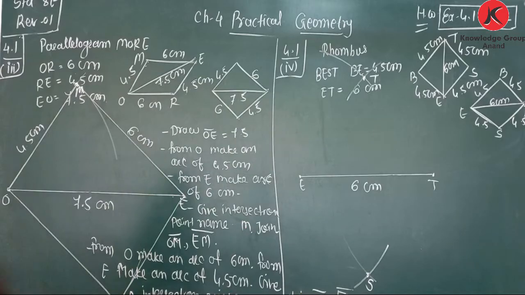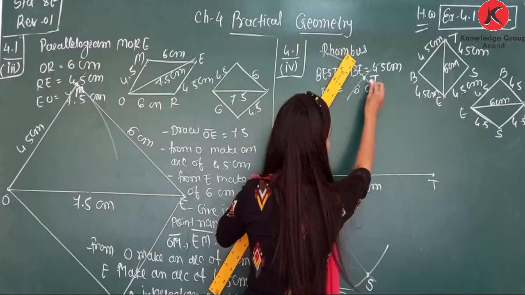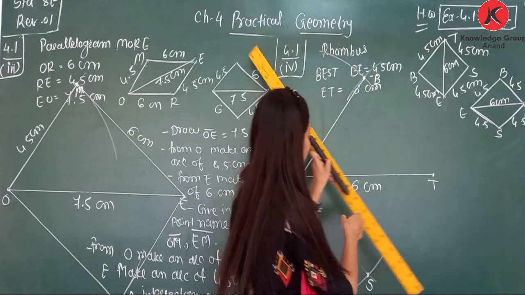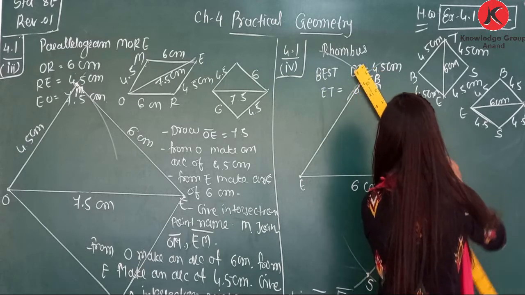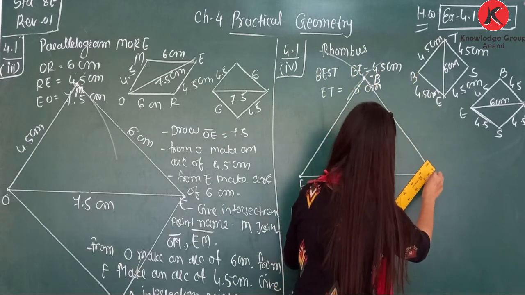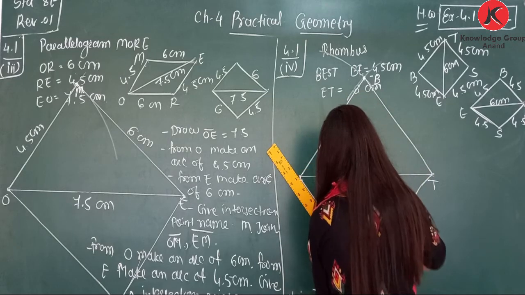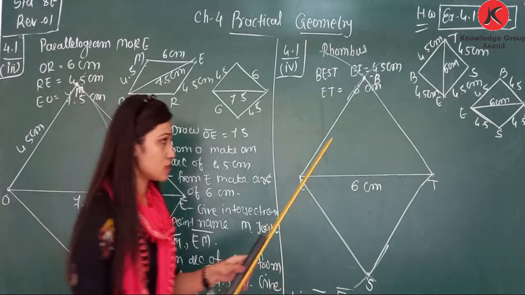Now join ET, BE and BT. This is TS and ES. So write the steps in homework for it is rhombus.